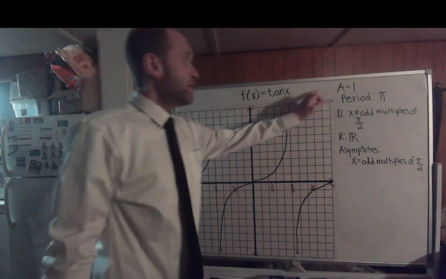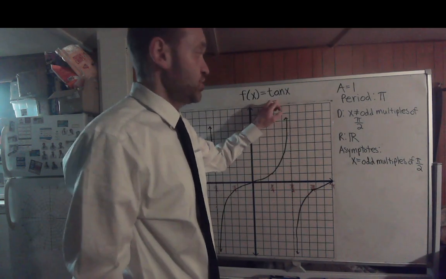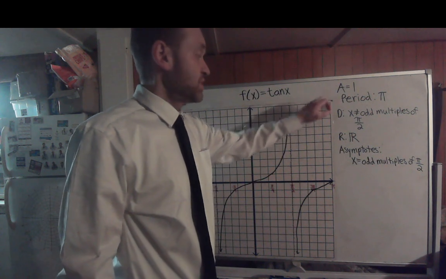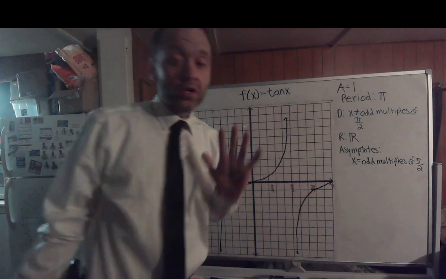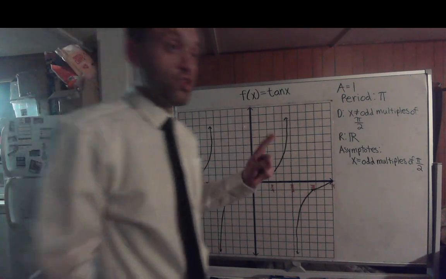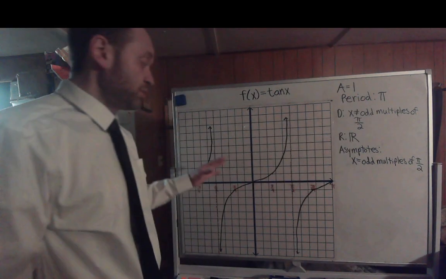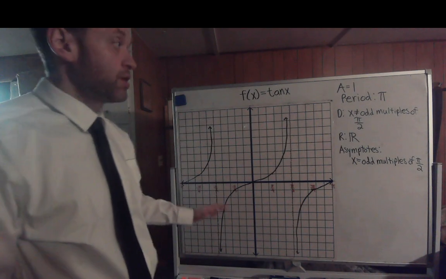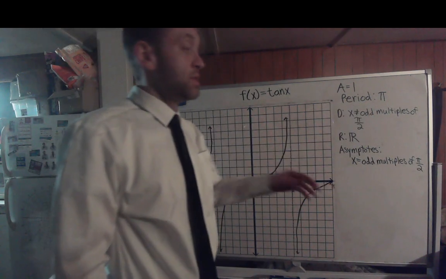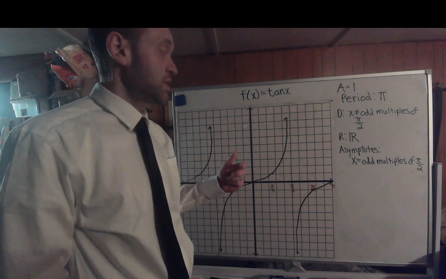You still have an amplitude on the tangent function. It's the coefficient on the tangent. In this case, it's 1. Now, your other four functions, your period is 2 pi, but with tangent and cotangent, your period is only pi. It completes one full cycle in a period of pi. So the period is just pi for tangent and cotangent.